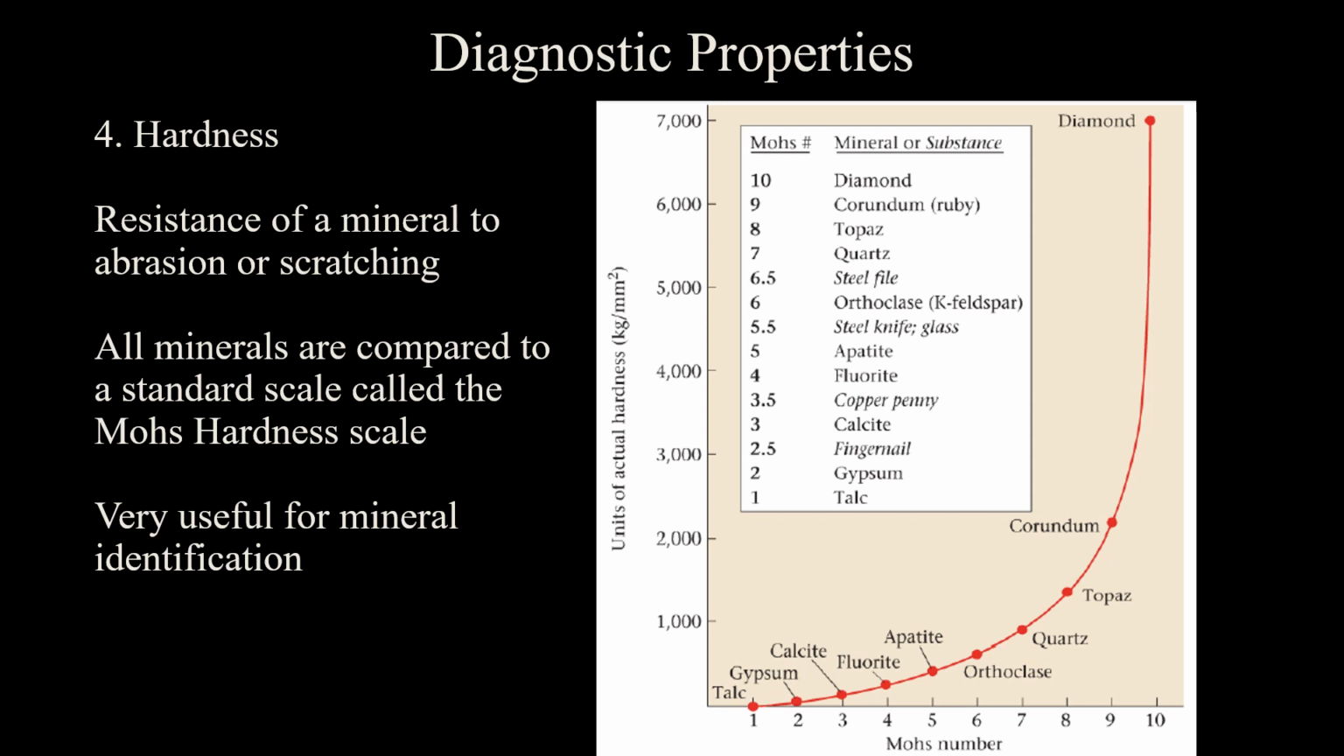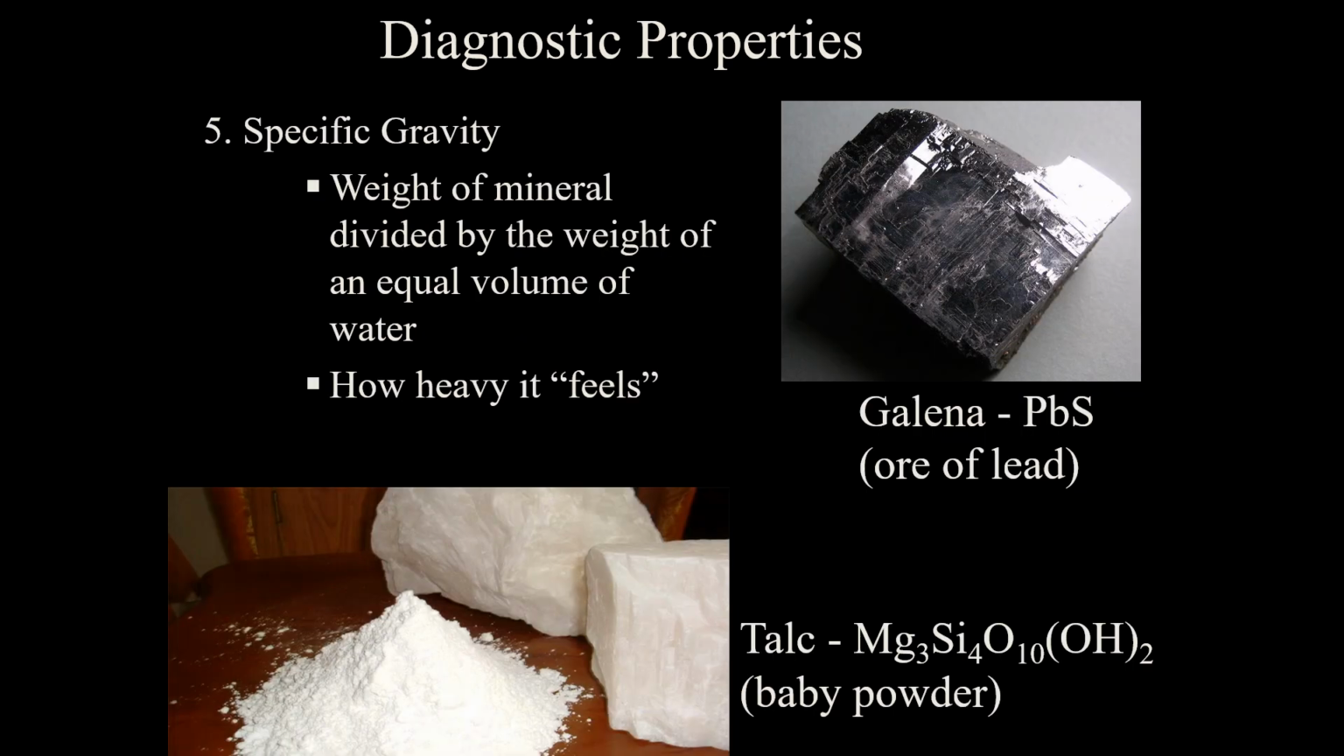The units of actual hardness you can see there on the y-axis. And so there is this exponential hardening as you go towards diamond. And diamond really is the strongest naturally occurring substance on the planet. So what we do a lot of times is we scratch one mineral onto the other if we don't have a clear distinction between the two. And we can look at graphs like this to help us determine which is which.